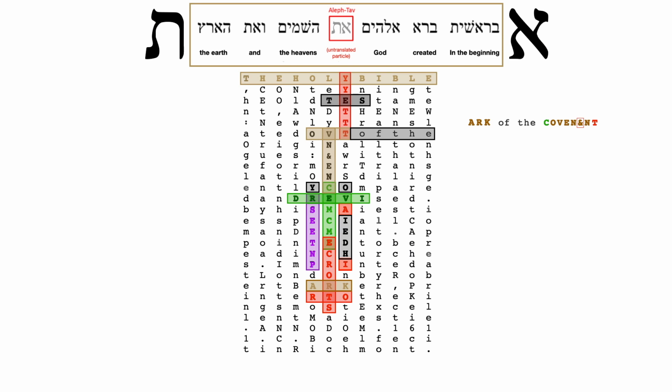That's what we started with. Turn the Aleph into the Tav. The Aleph and Tav, the beginning and the end. I am the Alpha and the Omega. So literally using the ampersand there, the covenant, it's telling you the Ark of the Covenant is an eternal covenant from beginning to end of creation.